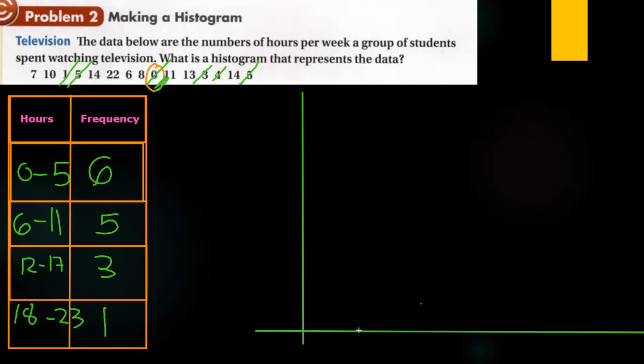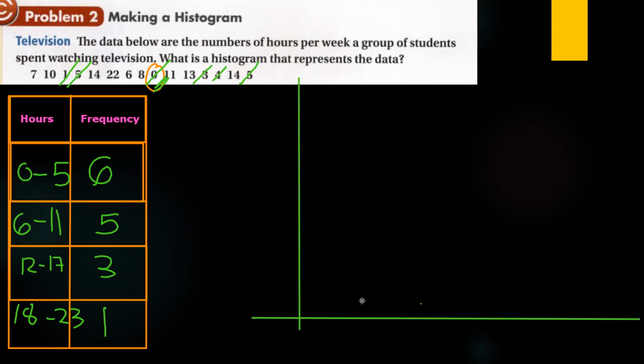How to make the histogram? The first step: make 2 lines that are perpendicular to each other. Then write the intervals that you have. On the x-axis, you have to write the intervals. You know that this is the x-axis, and this is the y-axis.